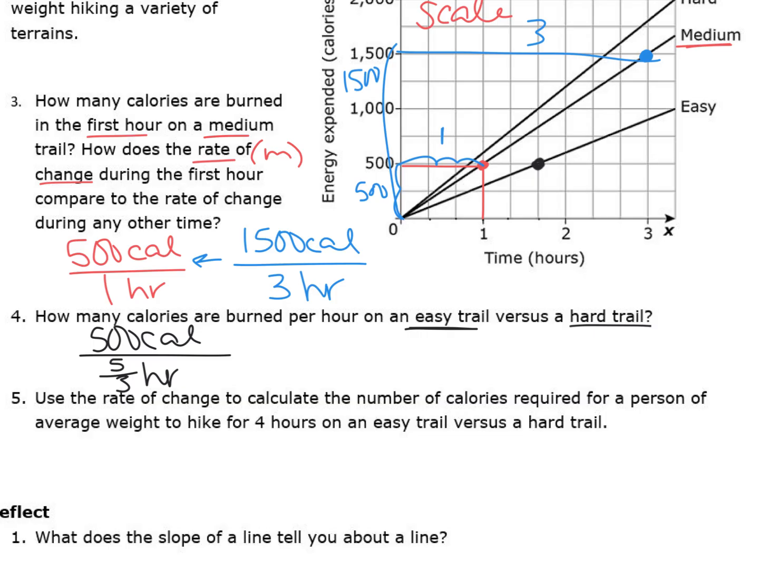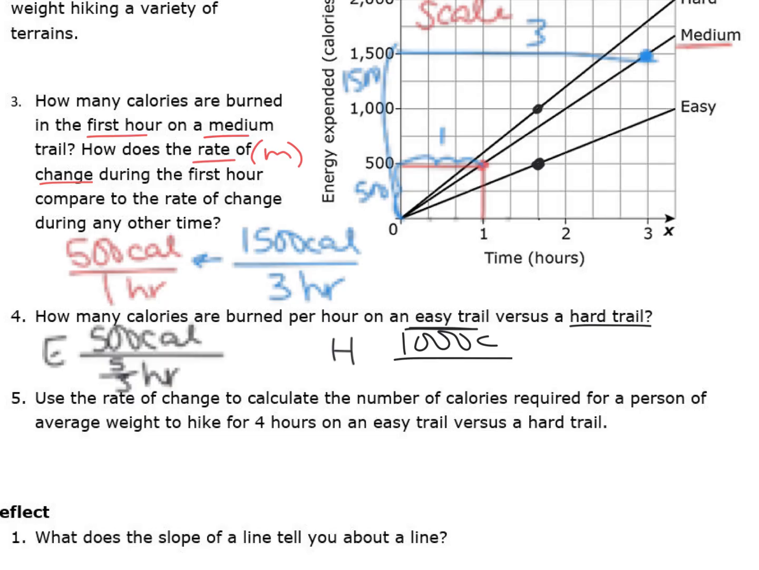Versus on the hard trail, I can see I have a nice pretty number here. And that's going to be 1,000 calories in that same 5/3 hours. What do you know about 500 versus 1,000? It's twice. So you're burning twice as many calories on the hard trail in the same amount of time.